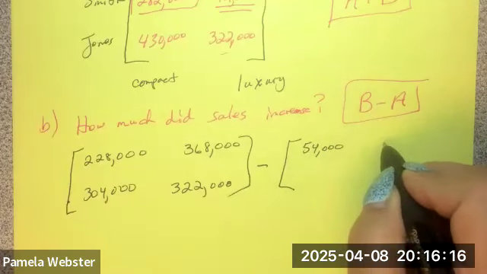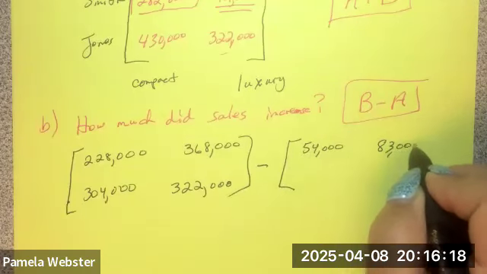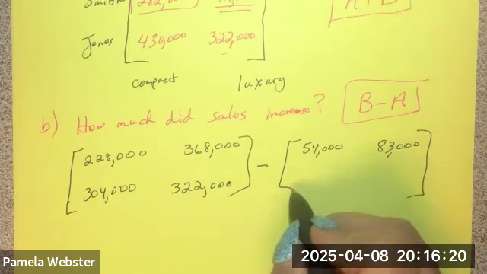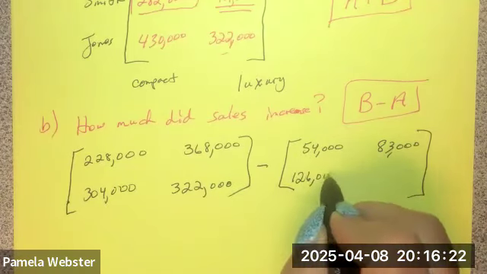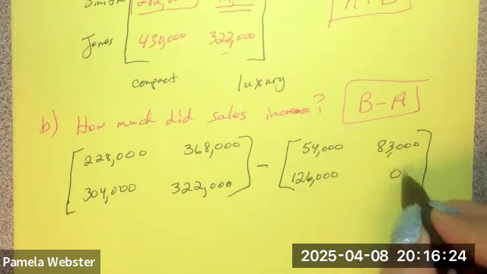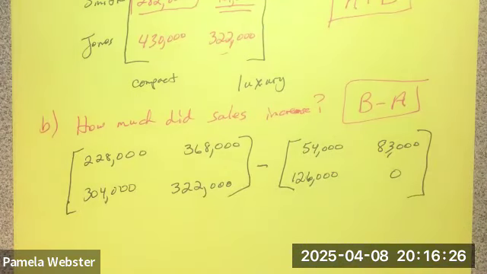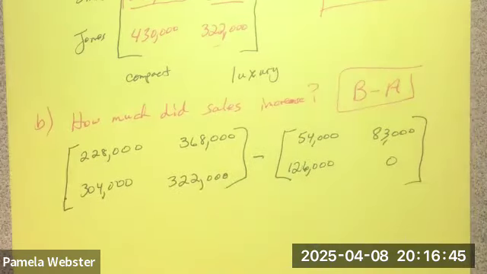54,000, 83,000, 126,000, and 0. And honestly, all these sales numbers and things like that, that's probably in a spreadsheet somewhere. So we can probably grab some columns and some rows and figure it out. Easier to do the math that way. Like you can do this on an Excel spreadsheet or something like that using columns and rows, just like we're using in the matrix here.